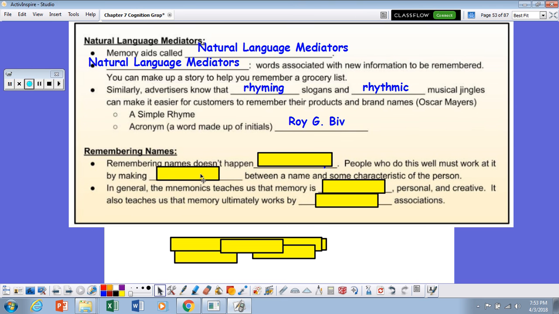Remembering names. Remembering names doesn't always happen automatically, and people who do this well must kind of work at it by making associations between a name and some characteristic of a person.